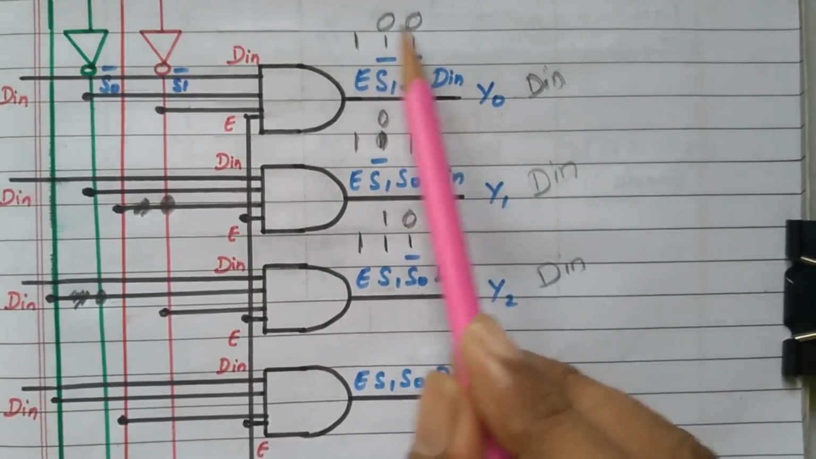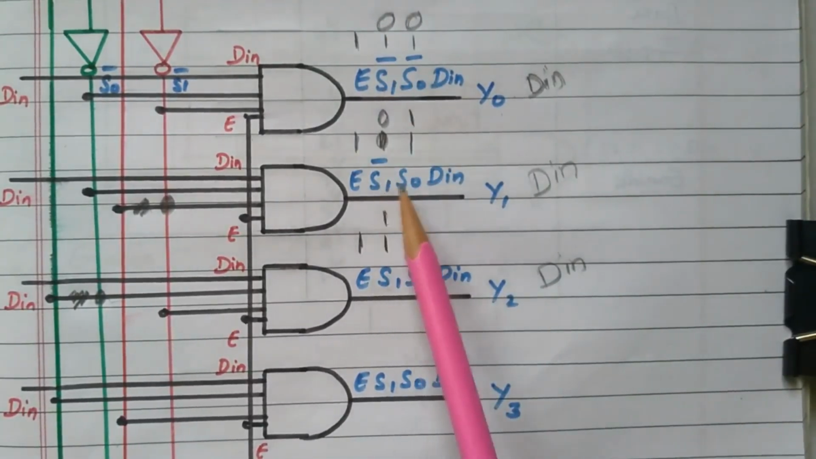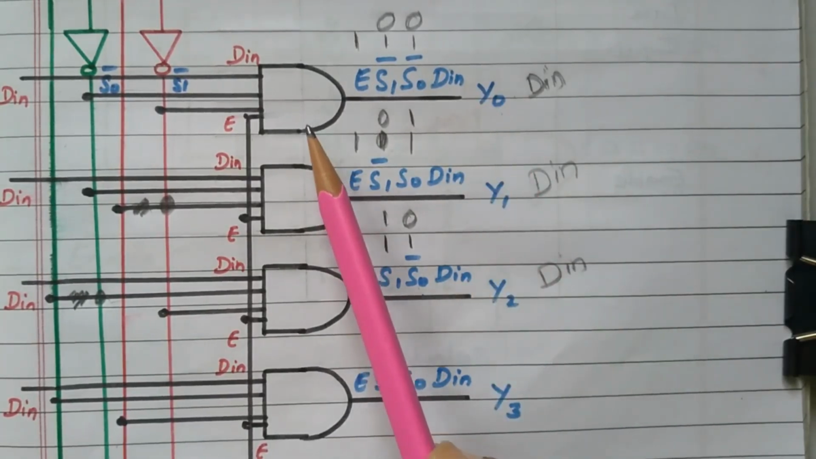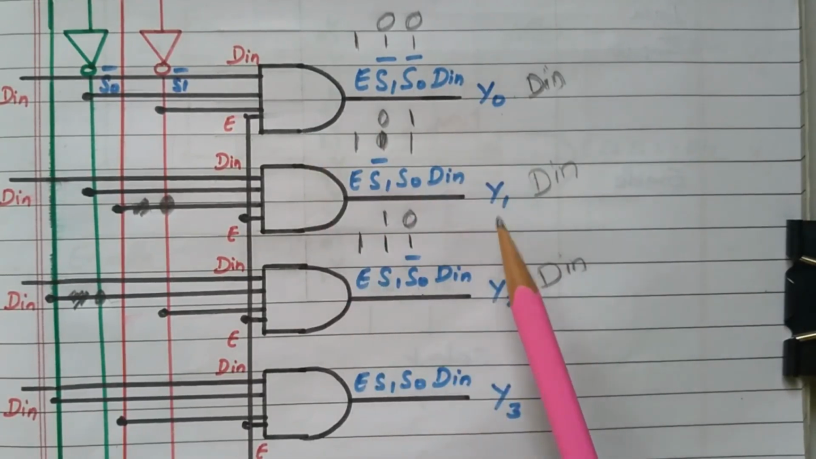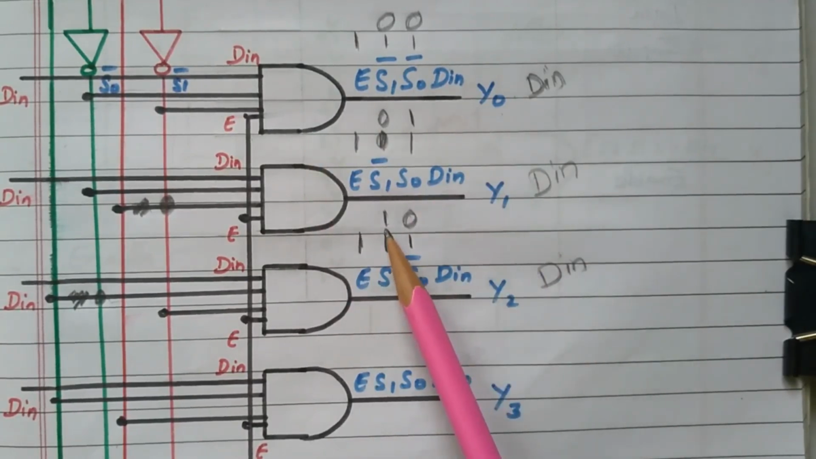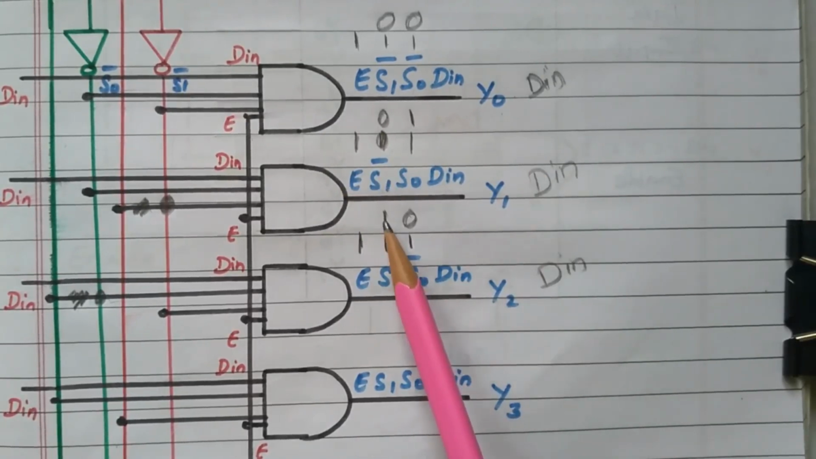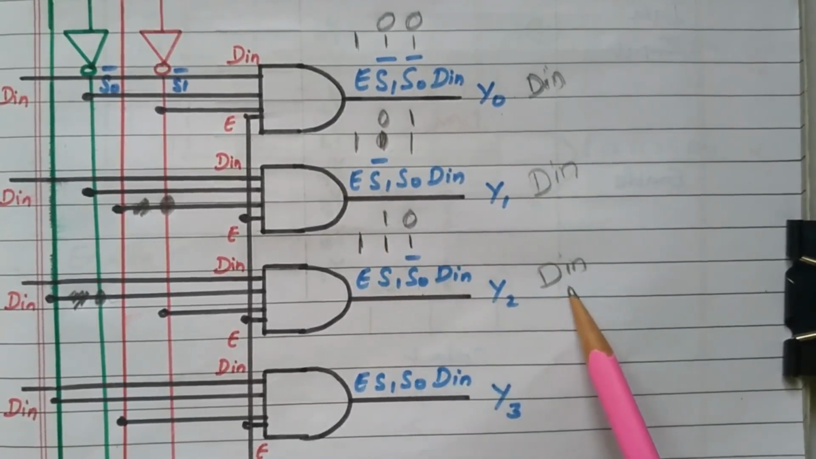For case 0 0, S1 is 0, so automatically the remaining outputs are 0. For 1 0, only this output will be available, and the remaining will automatically be 0, because for an AND gate, if any one input is 0, it will produce 0. So the output is 0 0 0 1. We will see this 1 0 means S1 is 1, so S1 bar will be 0, so totally it becomes 0. So for this combination only this one output will be produced, other outputs are 0.